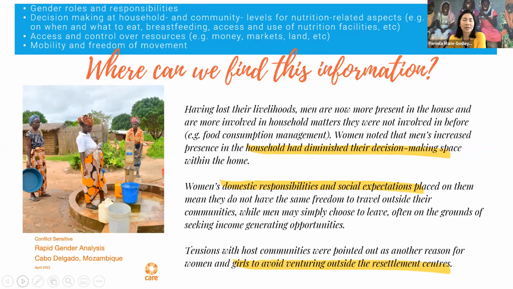When they were doing the survey initially, most respondents stated that little had changed regarding decision-making and gender roles with the crisis. But when they did the focus group discussions, a more nuanced picture emerged. The women were saying that because men have lost their livelihoods, they are now more present in the house and are more engaged in household matters that they were not typically involved in before, such as food consumption and management. Women noted that the men's increased physical presence in their household had diminished their decision-making within the home. And we all know that as heads of households, men are generally the ones registered in humanitarian aid distribution lists to receive food and non-food items, which gives them a lot of control over essential resources. And then in terms of freedom of movement and mobility, traditionally men are more mobile outside their communities and have greater flexibility to travel than women.